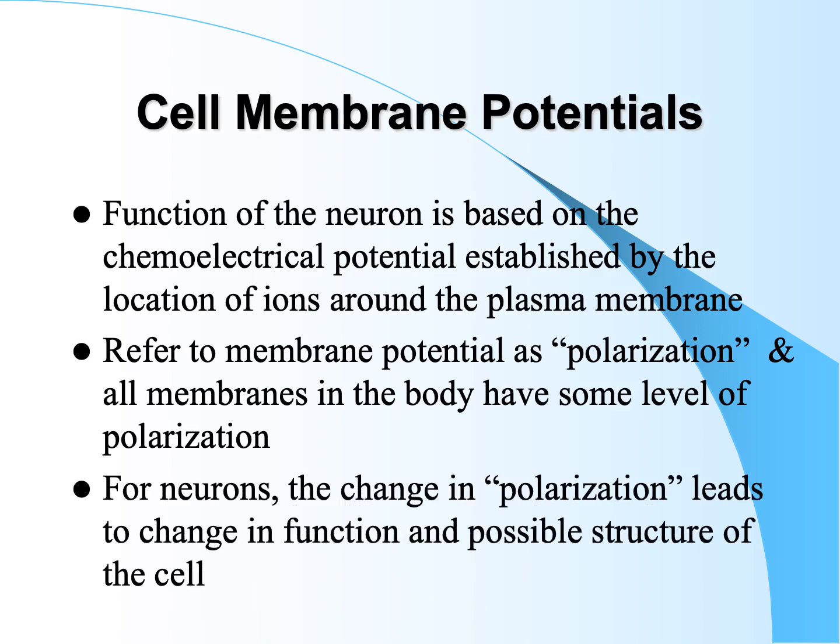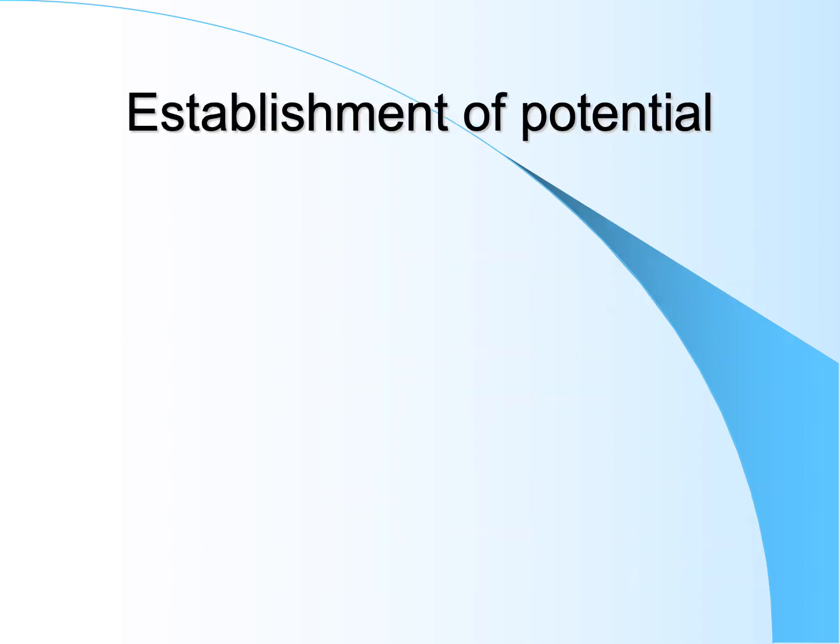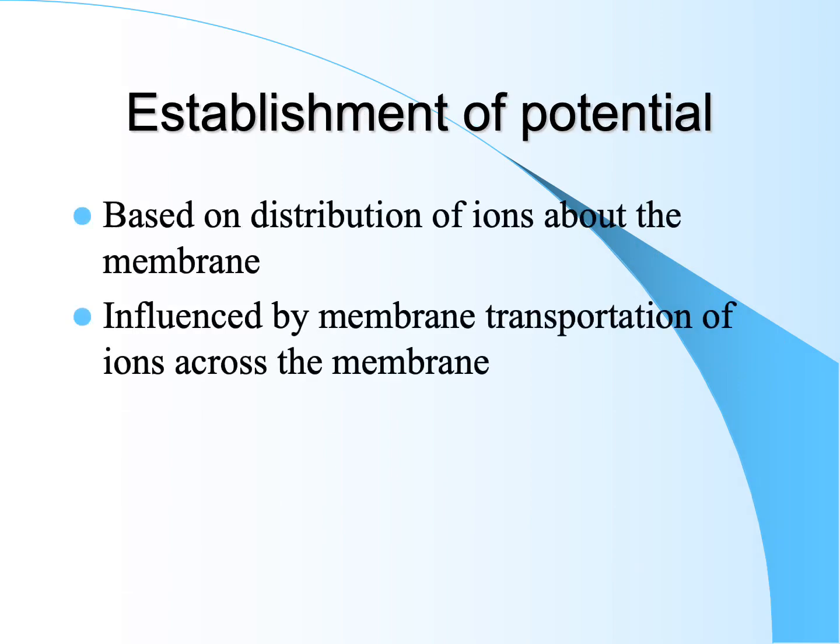Any change of polarization is going to lead to the functional change, or the action potential being sent, and possible structural changes to the cell itself based off of rearrangement of the neurofilaments and neural tubules based off of utilization. So how are we going to go about establishing this potential? It's based off of ions across the membrane and the concentration of those ions between the extracellular compartment and the intracellular compartment.